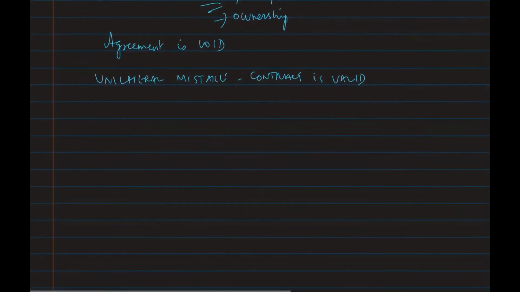B should have checked with A. B did not check with A, and he goes ahead and buys the car. Whose mistake is it? It is a mistake of B. So the contract is still valid. I'll give you a very interesting case law: Smith versus Hughes.